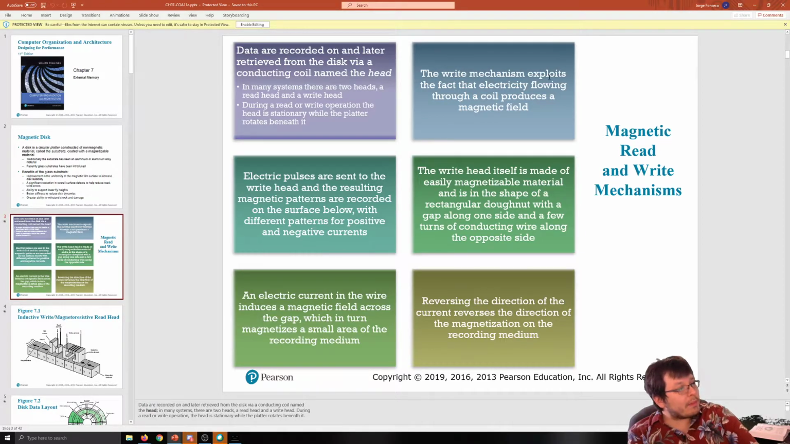As you can see here, the write mechanism exploits the fact that electricity flowing into a coil produces a magnetic field, which is what I said. And the write head itself is made up of easily magnetizable material in the shape of a donut. Yep. This is all from the book. So I think that's all I want to say about that.